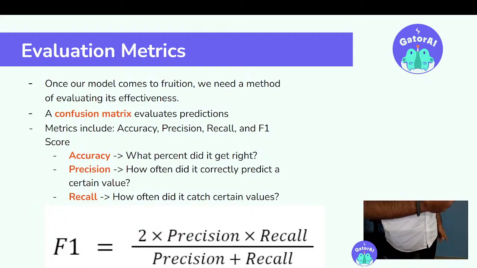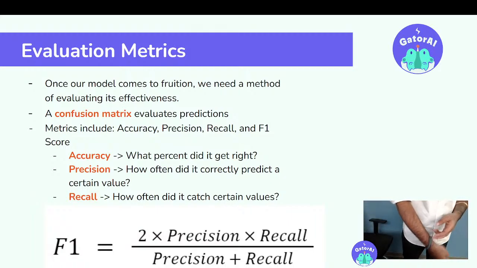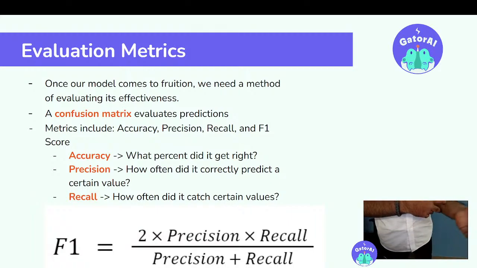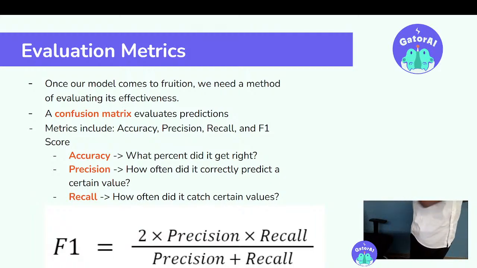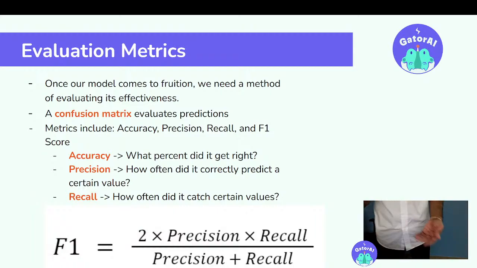Precision, on the other hand, is how often it predicted a certain value. So it's not how often we got it right or wrong, but how often it gave out a certain value specifically. And recall is how often it caught certain values. To elaborate on recall, it's essentially: out of all the actual yes cases, how many did the model actually catch? If there were 12 yes cases, for example, and I only caught 6, I would only catch 50% of that. And we would want to improve that to maybe even get 100%.